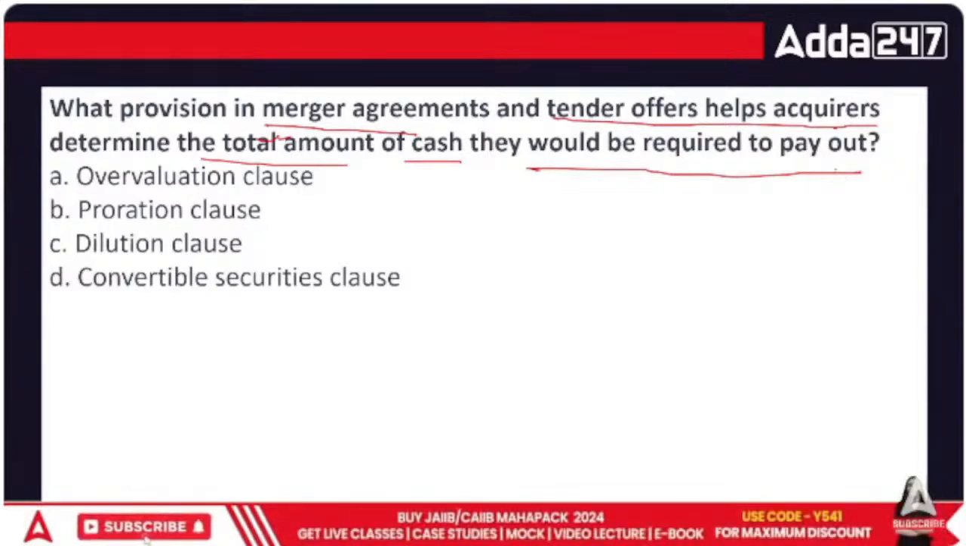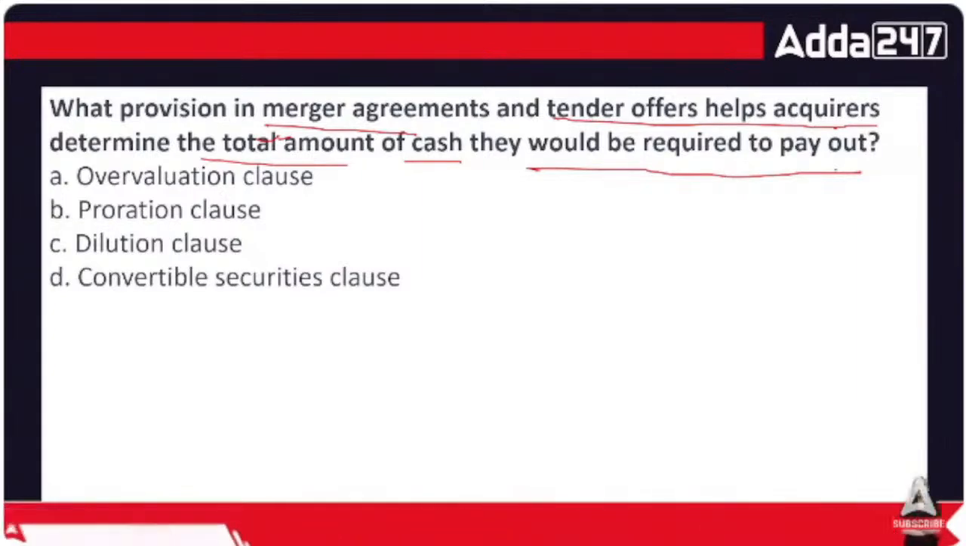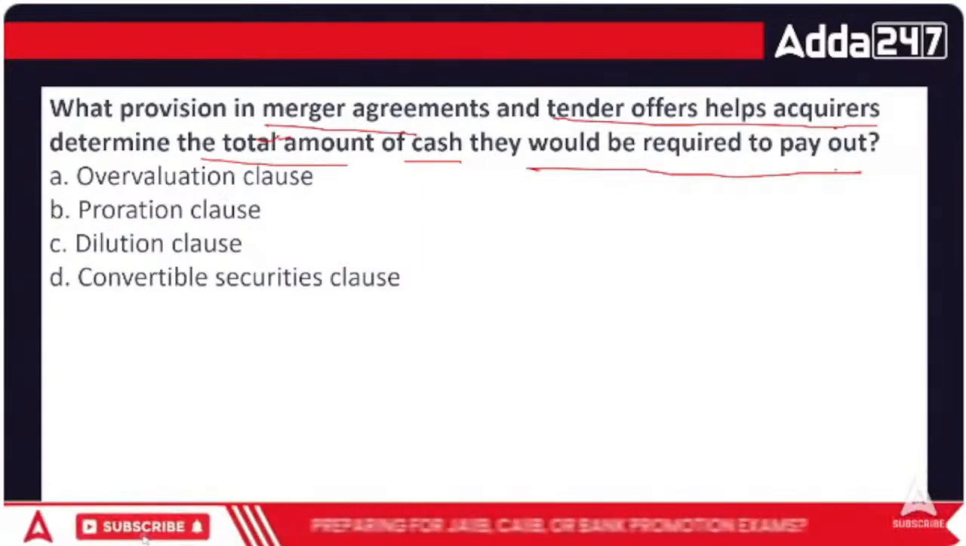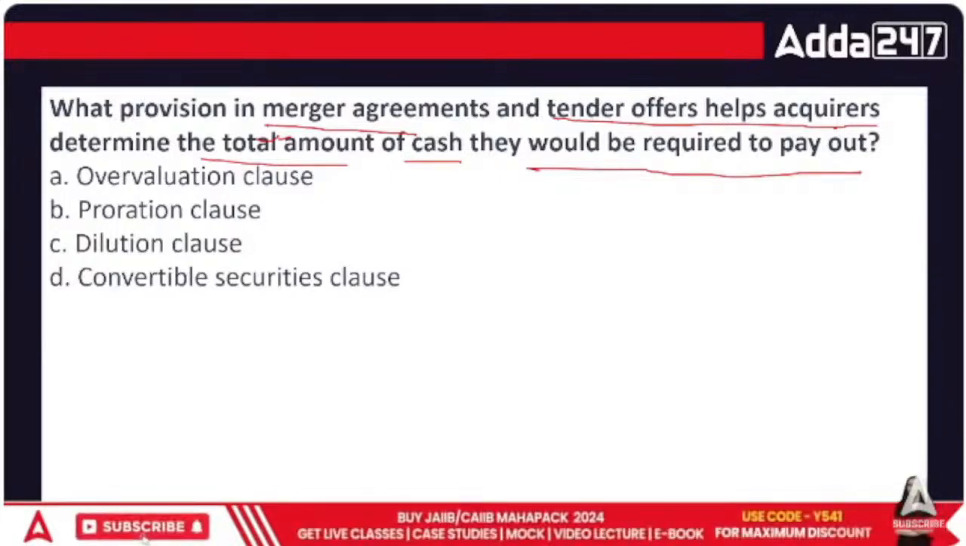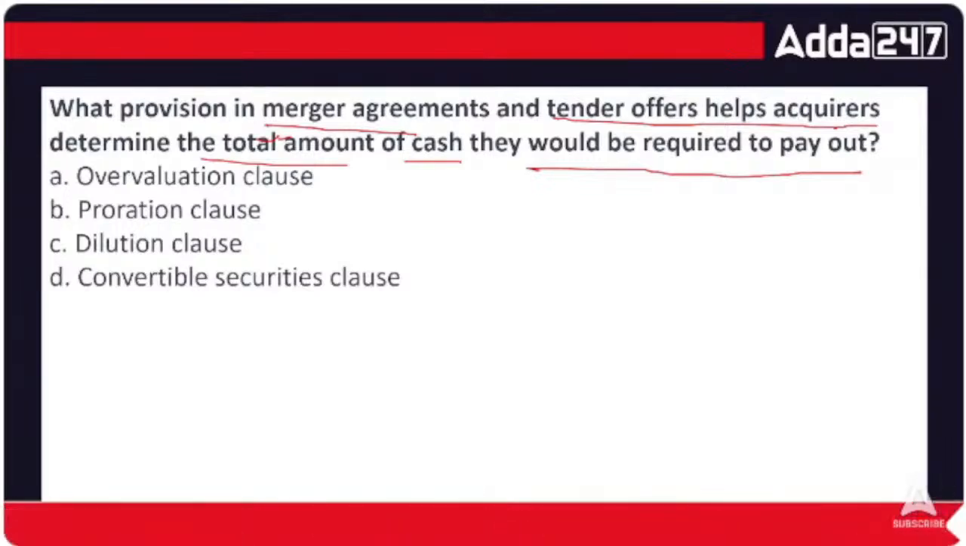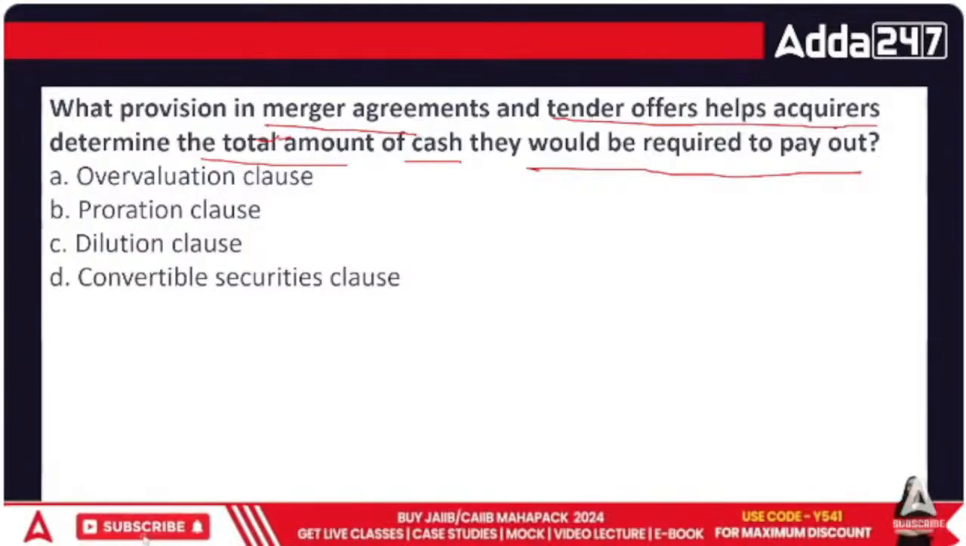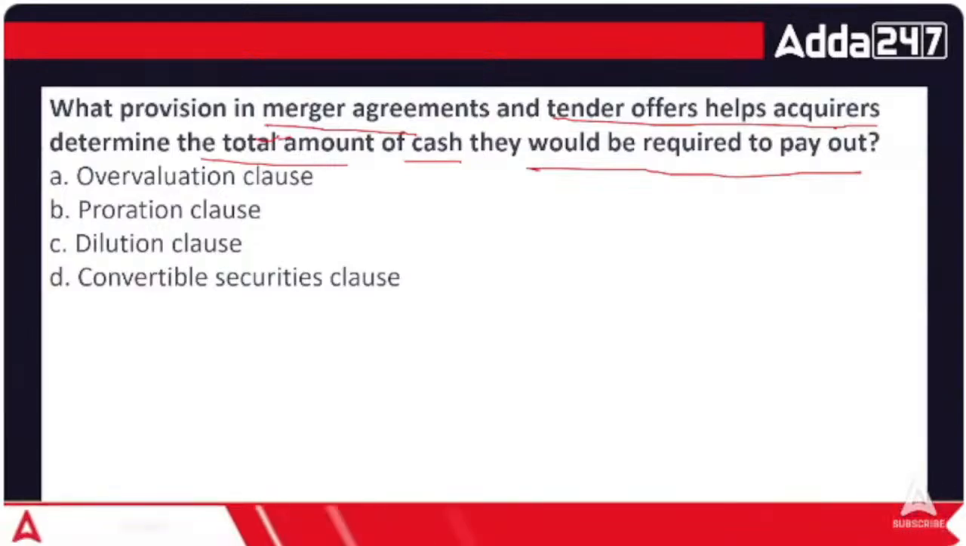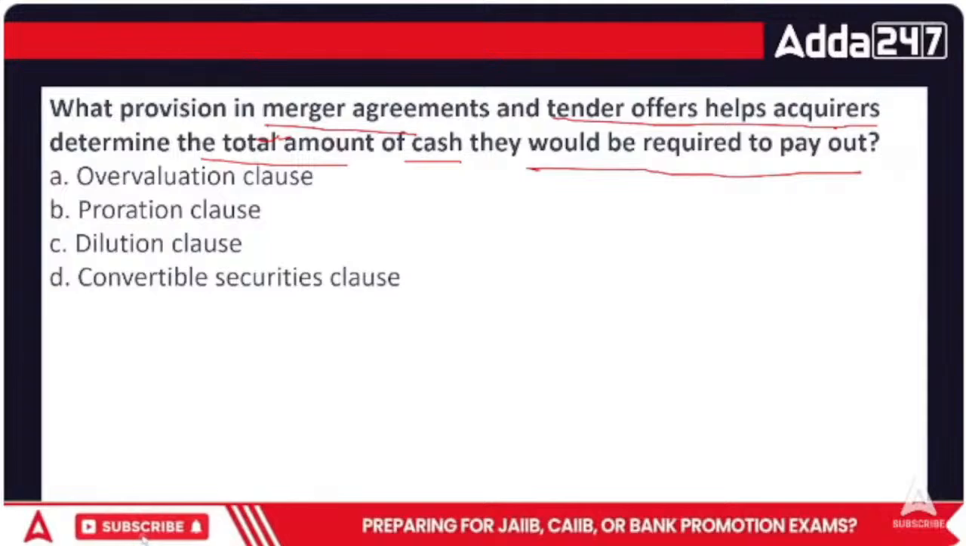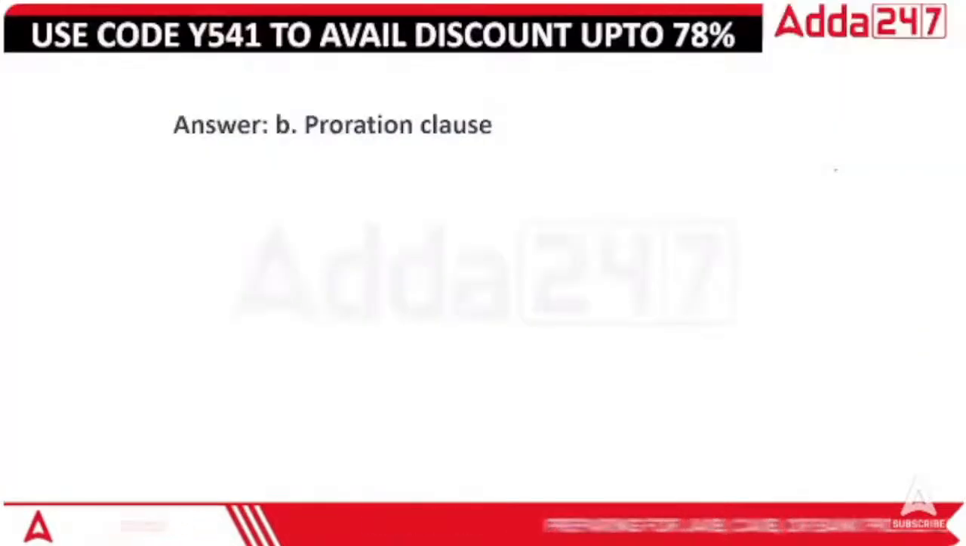Overvaluation is valuing it at more than the share price. Dilution means giving up that particular portion of your core. We are actually giving up the shares to someone else. And convertible securities means debentures can be converted into shares, because every time an organization will always try to convert their loans into shares. That is proration clause.